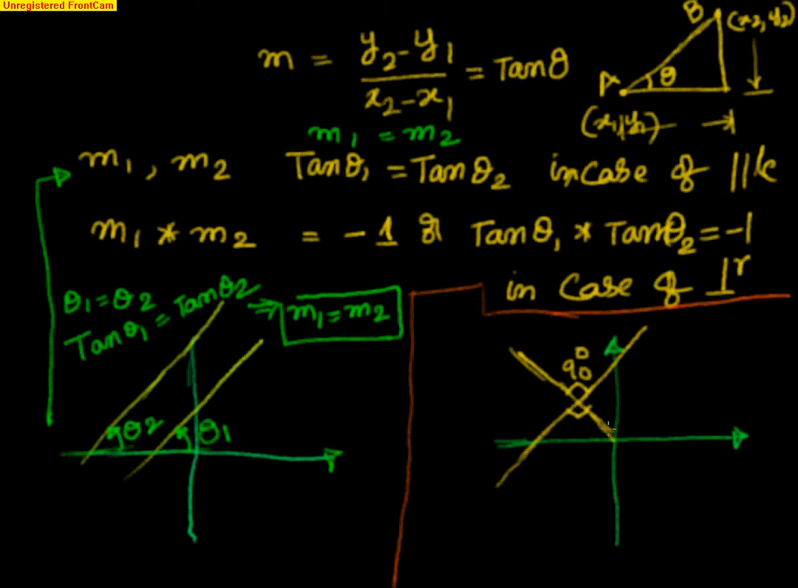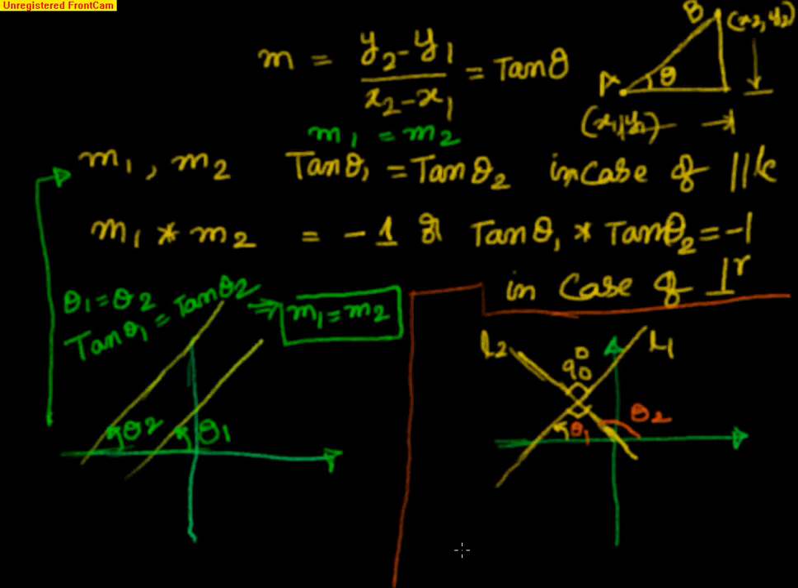And we also know by the definition of the angle that this is the line L1 and this is the line L2. L1 makes an angle, let us say theta 1, with the positive direction of x-axis in anti-clockwise direction. This angle is theta 1. Similarly, L2 makes with the positive direction of x-axis the angle theta 2.